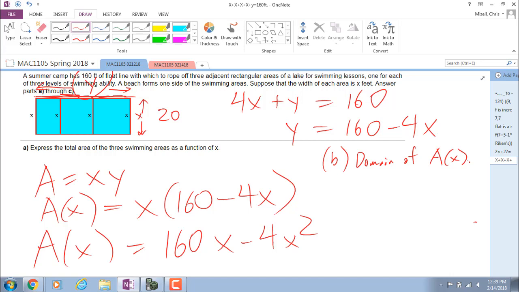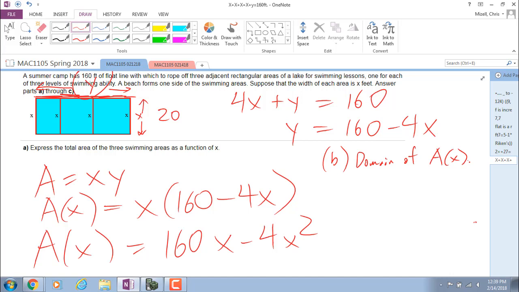But the constraint is going to be in the amount of rope that we have. I'm assuming the lake is plenty big for as large or as long a swimming area as we want. So let's think about this. However wide or deep the swimming area is going to be, it's going to be x feet. We have to have 4 of those. And 20 feet is fine. We went 20, 20, 20, 20, and there was plenty of rope left over, so it could be reasonably long.